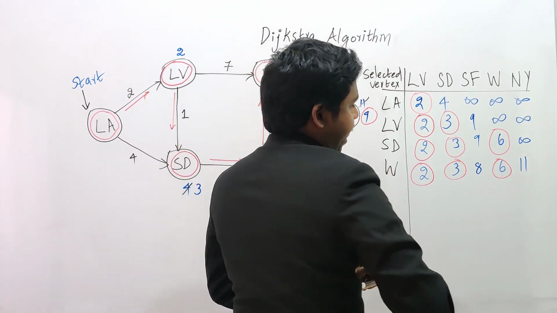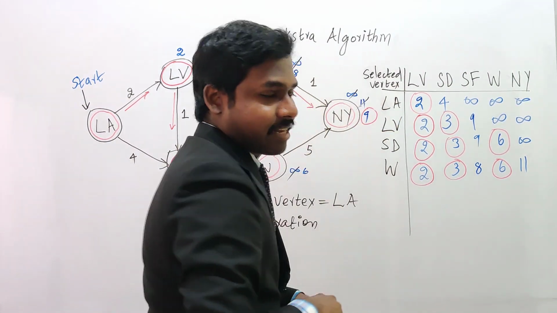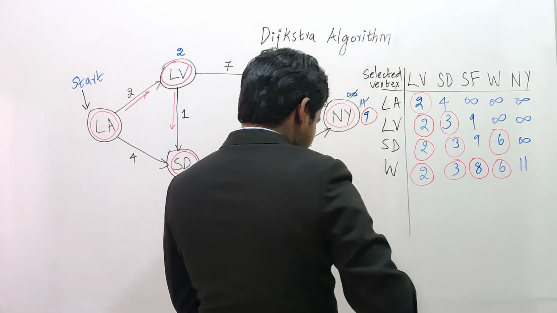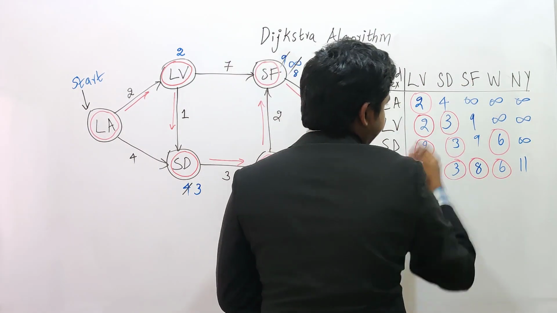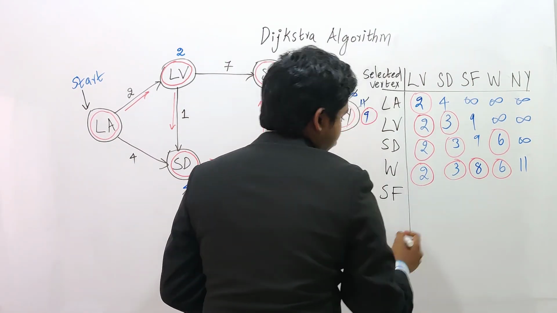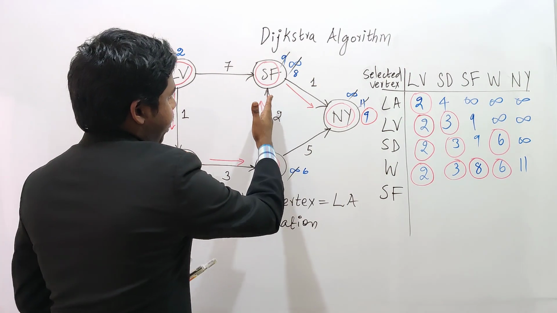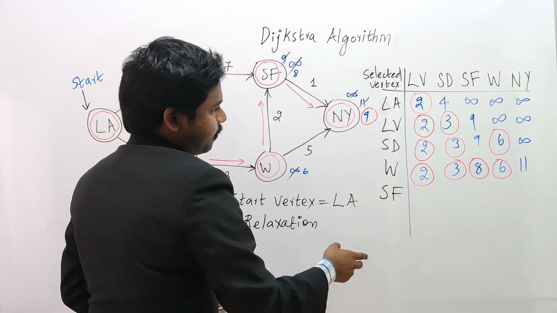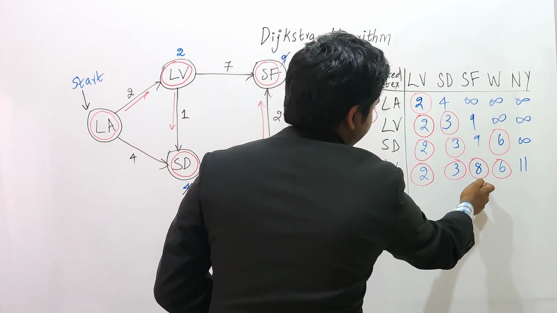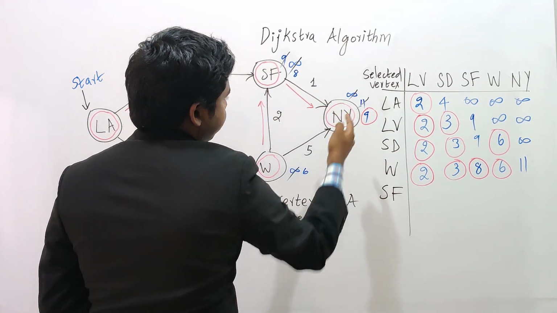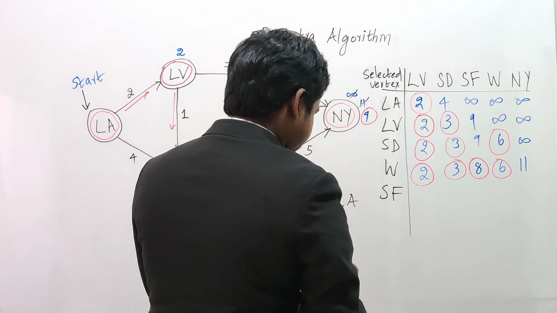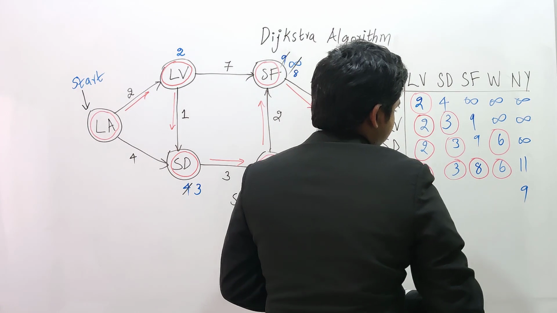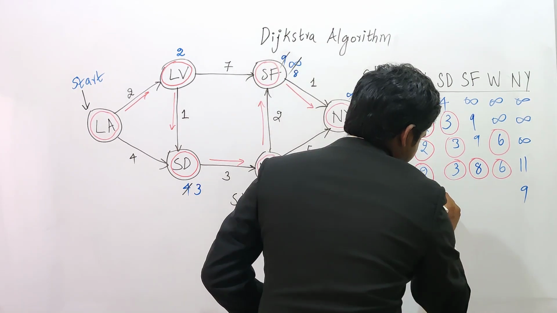Now, which is smaller among 8 and 11? 8 is smaller. So you have to choose 8 now. Once you have chosen 8, what is corresponding to 8? San Francisco. So once you reach San Francisco, you have only one path, which is to New York City. The value of San Francisco is 8, so 8 plus 1, which is 9. So New York City will be updated to 9, okay? And now all the others will remain unchanged.